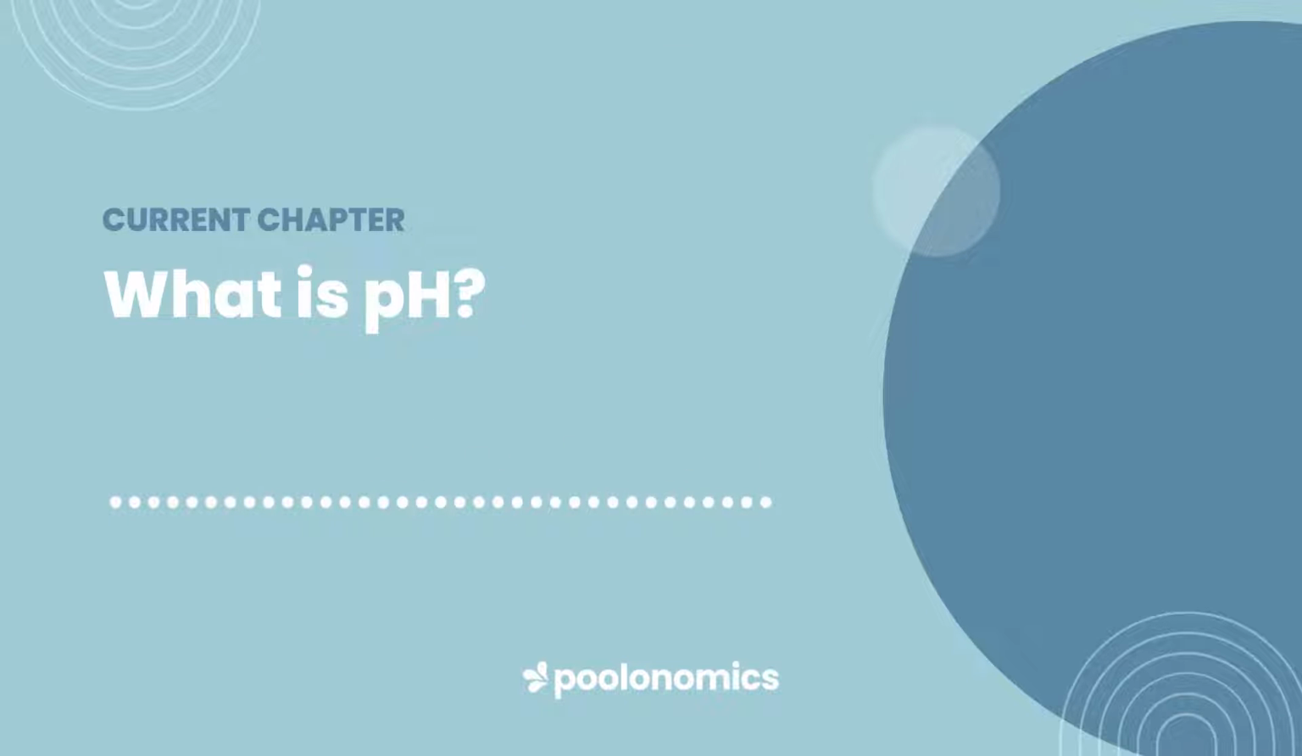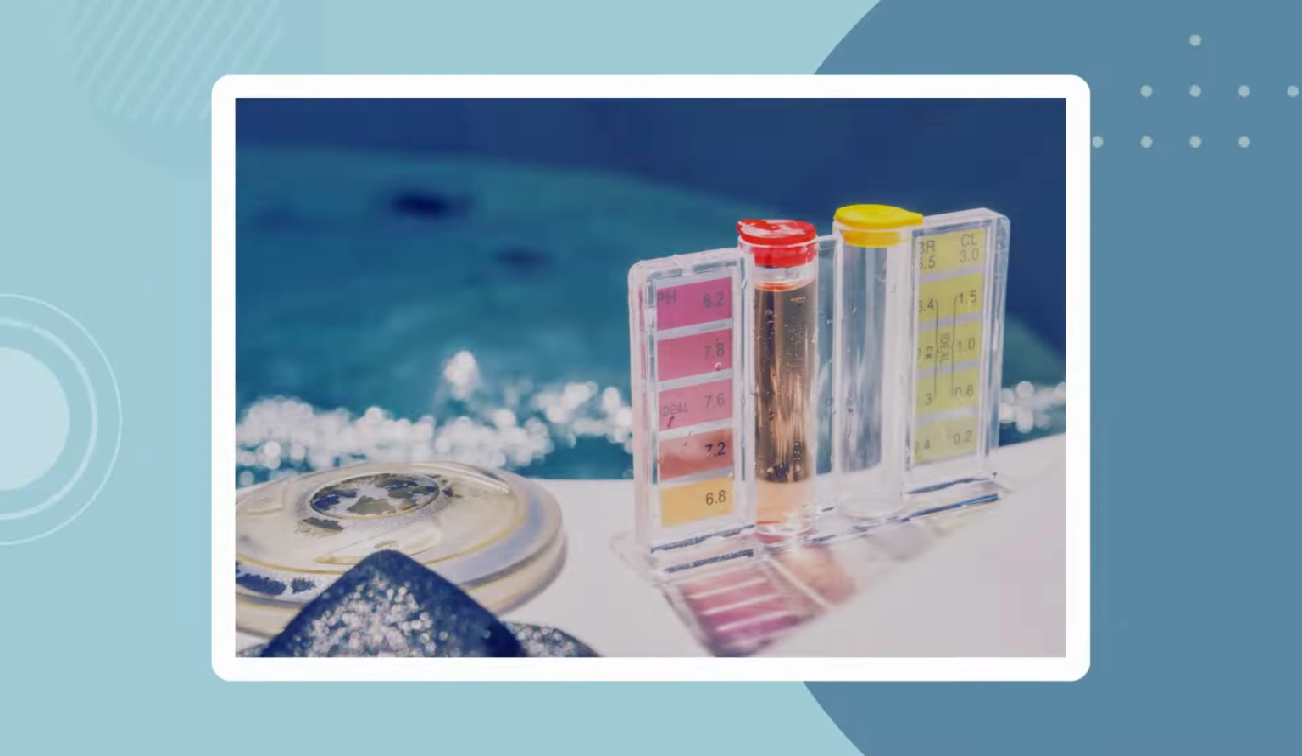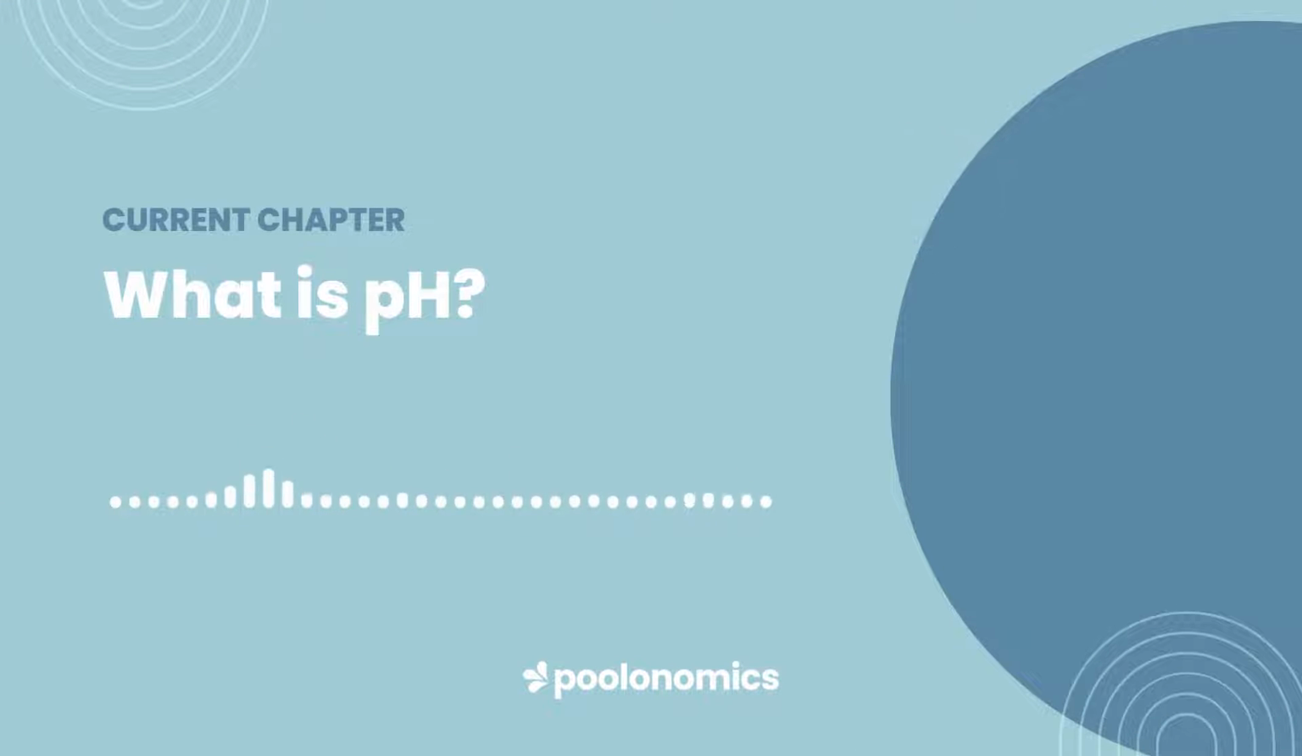What is pH? Your pH, or potential of hydrogen, represents how acidic or basic your pool water is by how much hydrogen is in the water. This is measured on a scale of 1 to 14. A reading of 1 is extremely acidic, with a high concentration of hydrogen ions in the water, while 14 is extremely basic, with a low concentration of hydrogen ions.